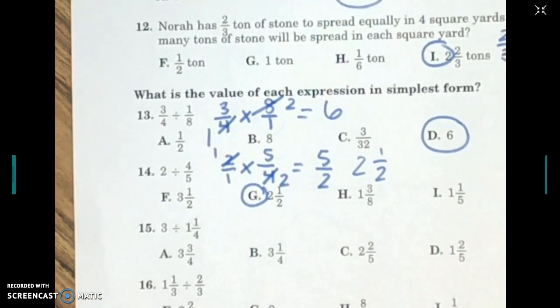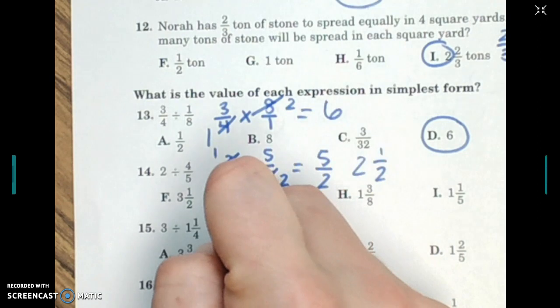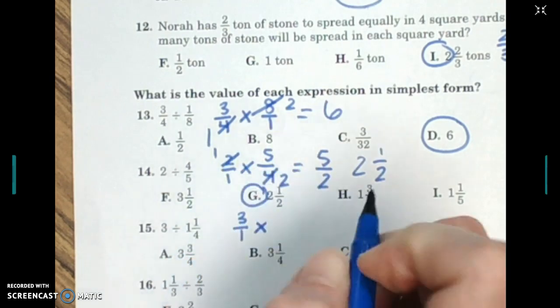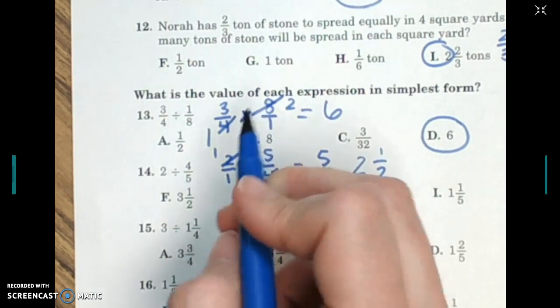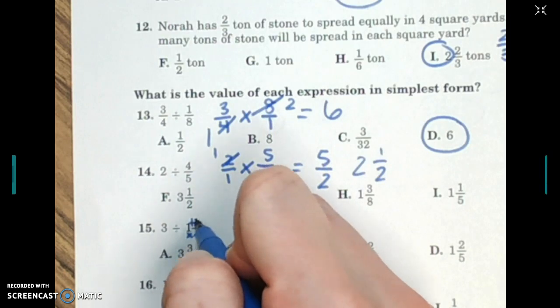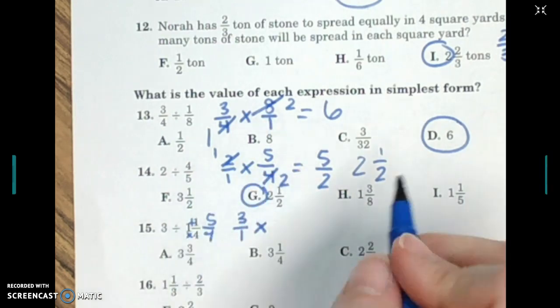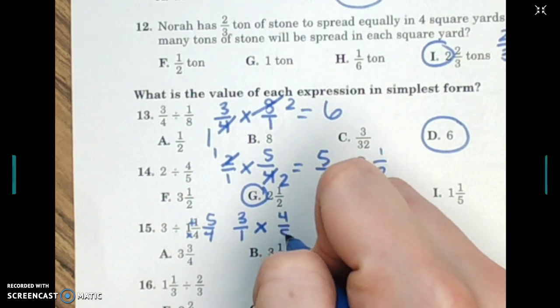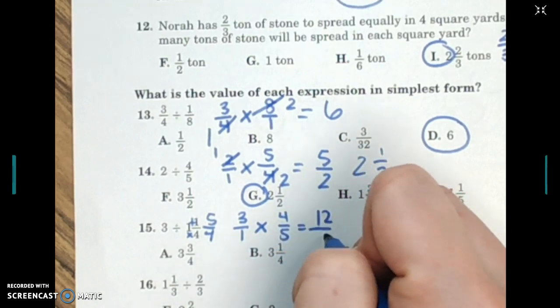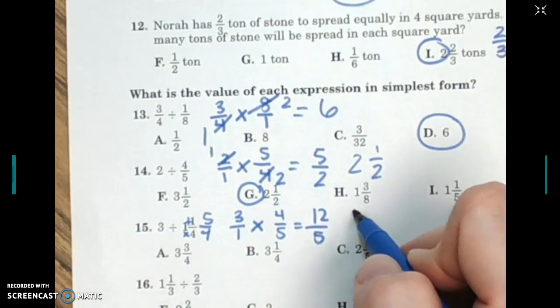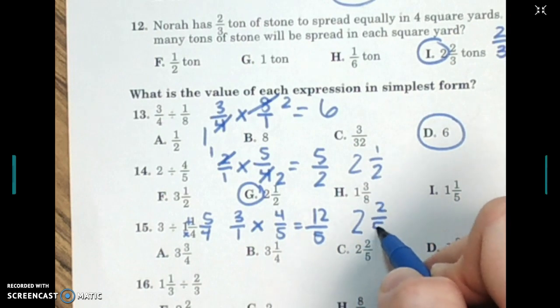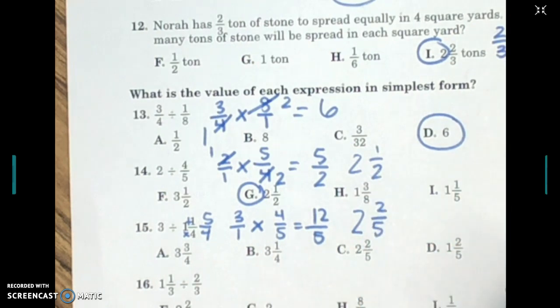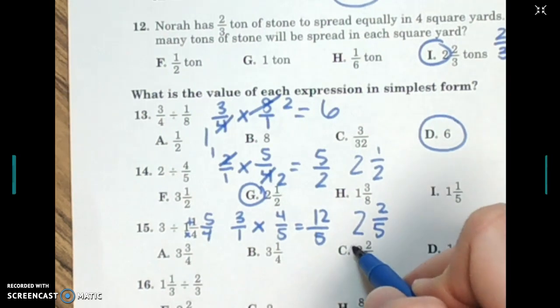On this next one, we have a whole number and a mixed number. So the whole number is just going to be 3 over 1 times... Let's change this mixed number. So we have 4, 5 over 4, and then we're going to flip it to 4 over 5. So we get 12 over 5. 5 goes into 12 twice. There's 2 left over. So 2 and 2 fifths, which is the letter C.